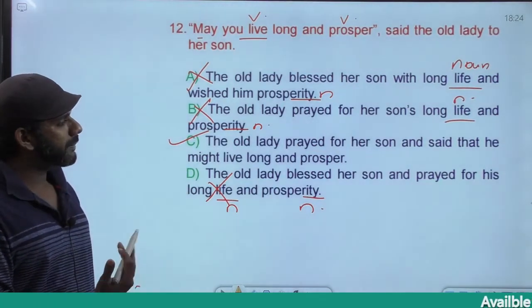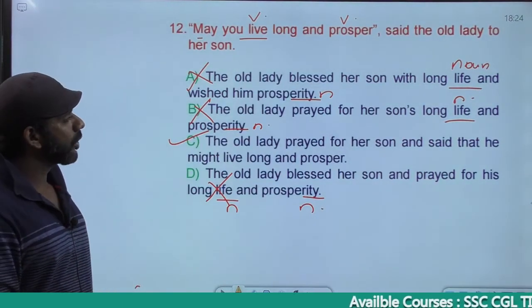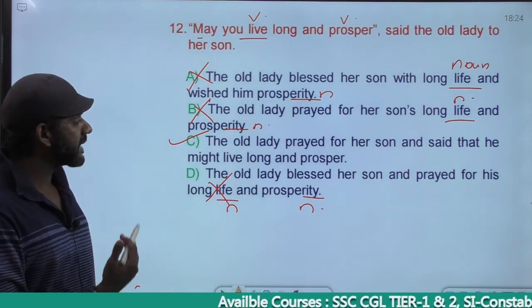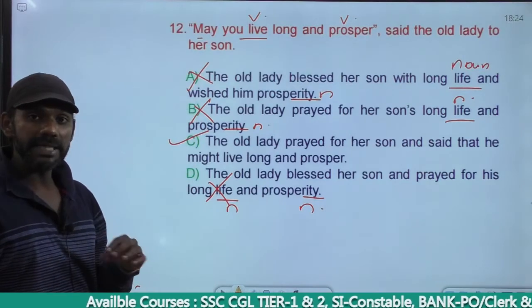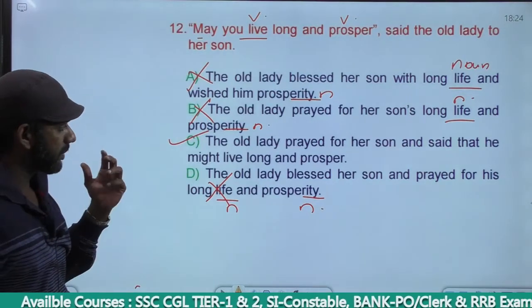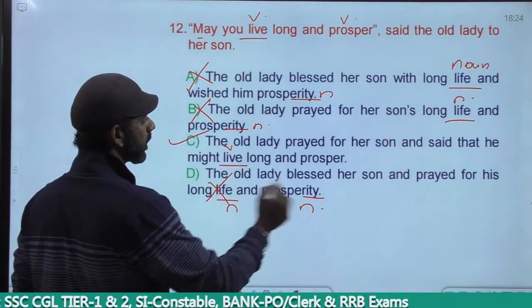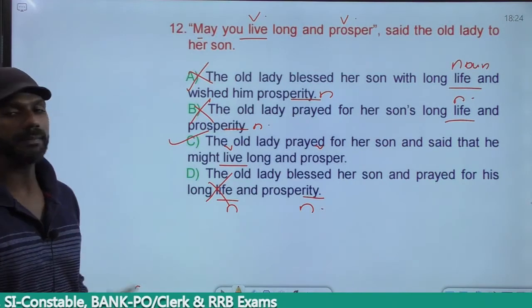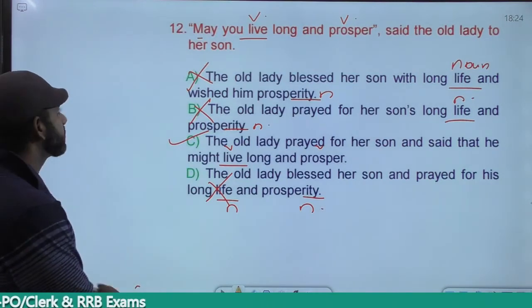The old lady prayed. It's an optative sentence, a prayer or wish. The old lady prayed for her son and said that he might live long and prosper. May became might. Might plus V1 plural. So, might live long and prosper. Live is a verb here, and prosper is also a verb here. The part of speech remains the same. The answer must be option C. Come to the next one.